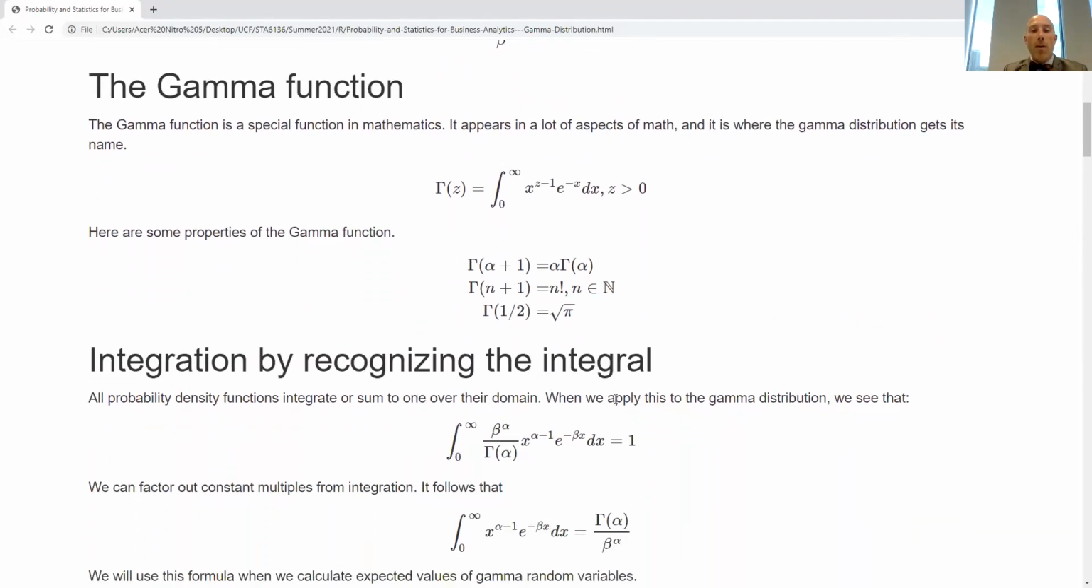All right, well, the gamma function, so if z is the variable, so this is important, z is the variable for this one, the function is equal to the integral from 0 to infinity of x to the z minus 1, e to the negative x, like that.